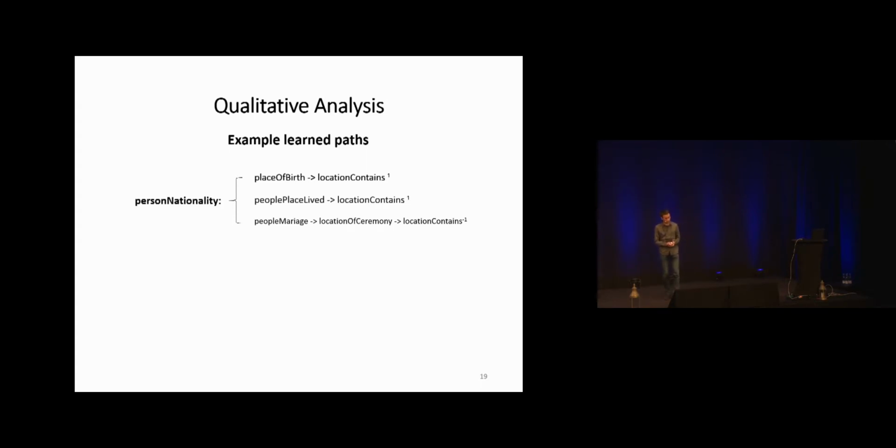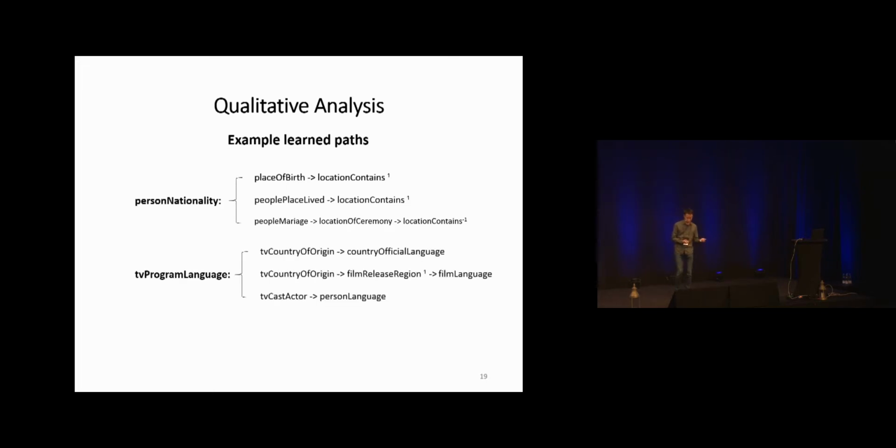Another example here is for the language of a TV program. If you look at the third path here, it means if you can find an actor and we know the language of this actor, we can use the language of the actor to predict the language of the TV program.